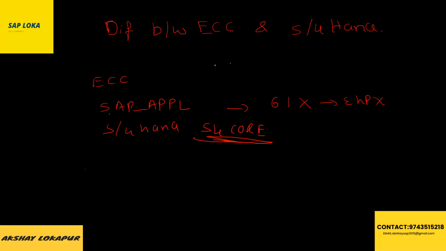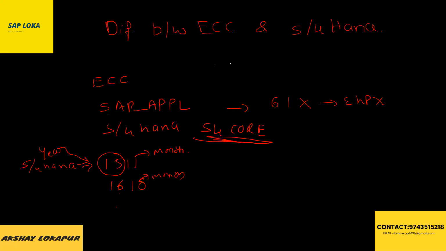And in S4 HANA, we have different versions, with different release codes. Initially, SAP introduced 1511. This 15 is the year, 11 is the month. So initially SAP S4 HANA introduced this version first, 1511. Later on they introduced 1610, again 16 is the year 2016 and the month is 10.